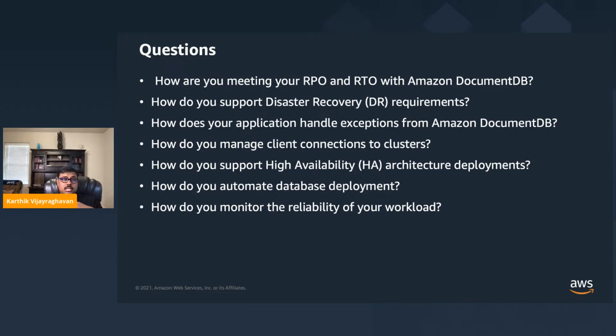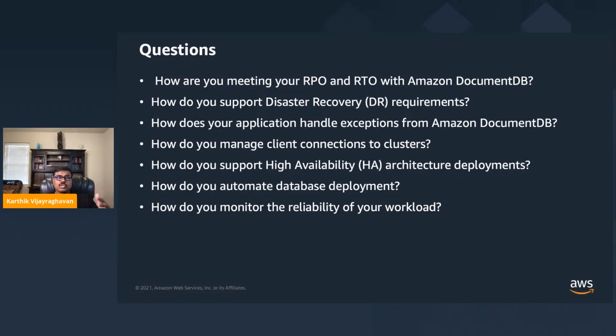Should you use global clusters, or can you just copy those snapshots and move it into a secondary region to recover from a region-wide outage? It's all going to depend on what your RTO is. If you tell me that your RTO is 24 hours, 48 hours, maybe you can just copy the snapshot and move it. It'll be economical. But if you say, hey, I need a 15-minute RTO, then go for global clusters, right?